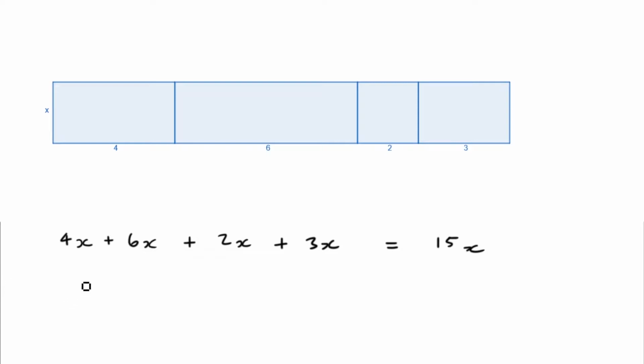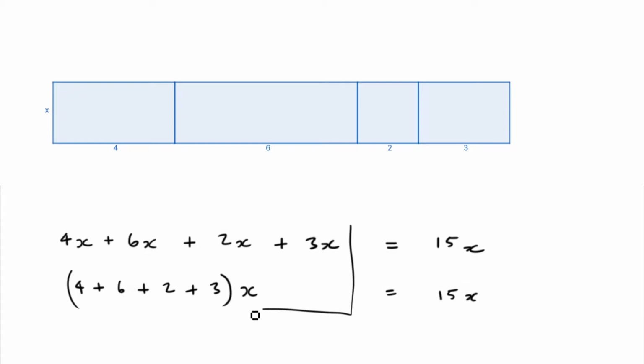Algebraically, we can write this as 4 plus 6 plus 2 plus 3. All of that needs to be multiplied by x. Of course, this also gives us 15x. The important thing is that these two expressions come to the same thing.